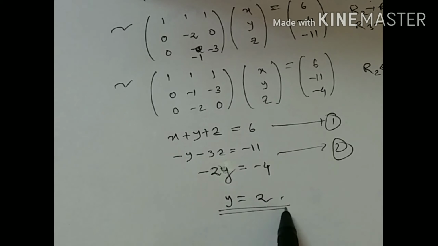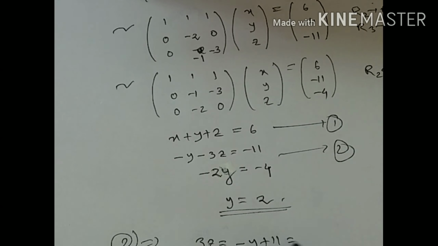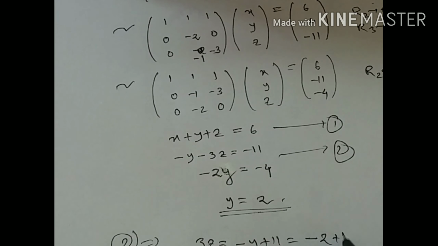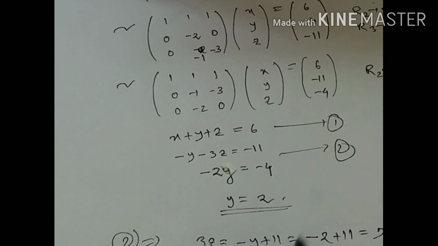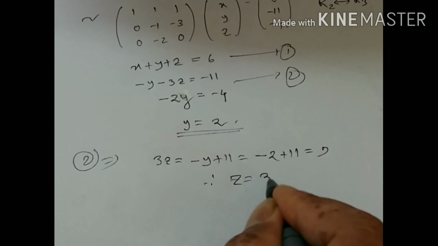So now, putting the value of y into the second equation, 3z equal to minus y plus 11. This is minus 2 plus 11 equal to 9. Ultimately z equal to 3.